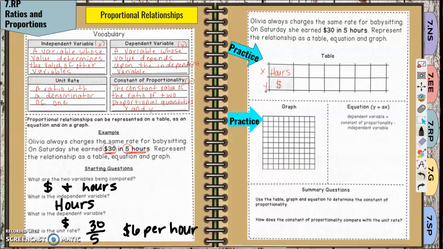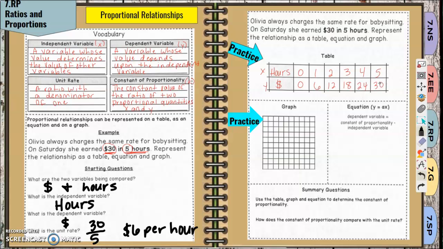If Olivia works 0 hours, she gets paid $0. If Olivia works 1 hour, she gets paid $6. That's how we found our unit rate. For 2 hours, she's going to make $12. For 3 hours, she's going to earn $18. For 4 hours, she will earn $24. And for 5 hours, she will earn $30.